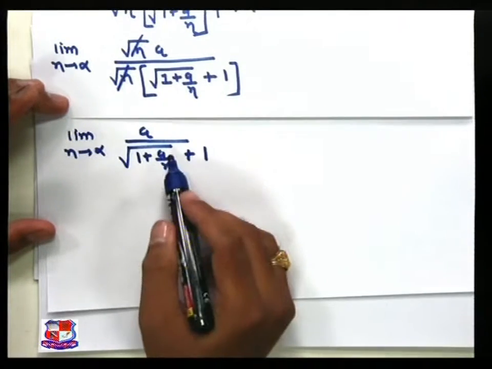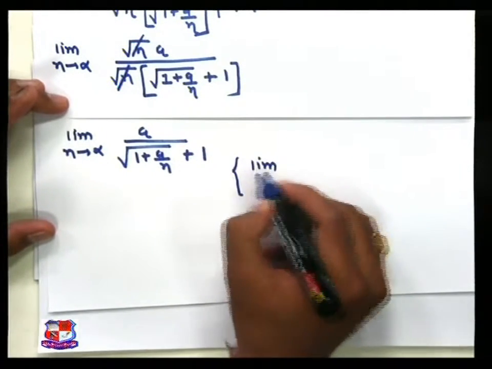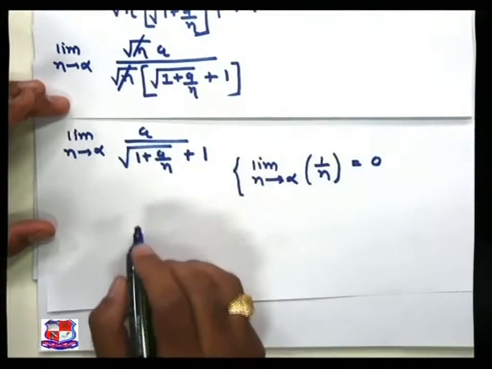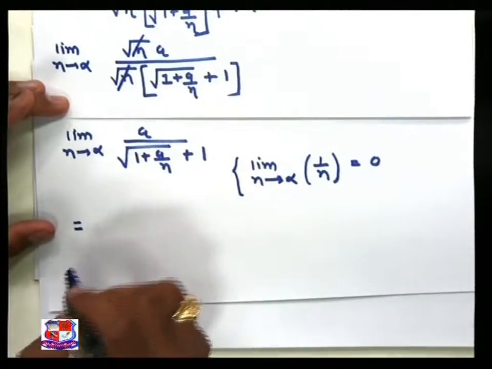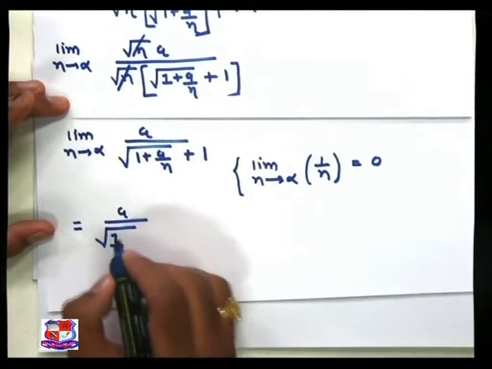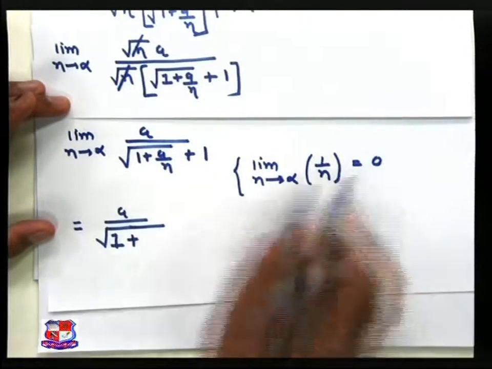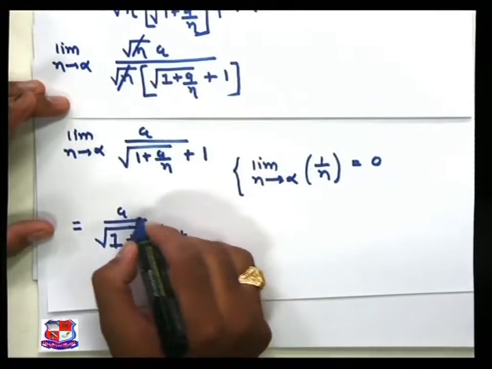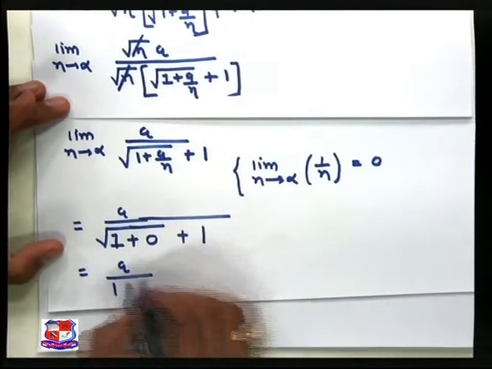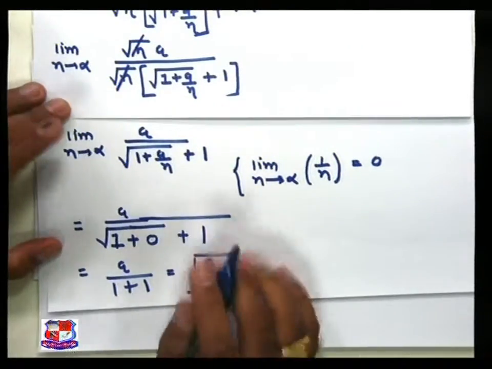Now time to apply the limit, and here 1 upon n form, so ultimately this becomes 0. So we write limit n tends to infinity, the rule is 1 upon n equals 0. So apply the limit, then here a, here under root, no value of n, so the result is only 1, plus sign as it is, here a by n, that is nothing but 1 upon n form, the result is 0, plus 1. So the remaining is here a, here under root of 1 is 1, plus here 1 as it is, so the result is a, and 1 plus 1 is 2. So our final answer is a by 2.